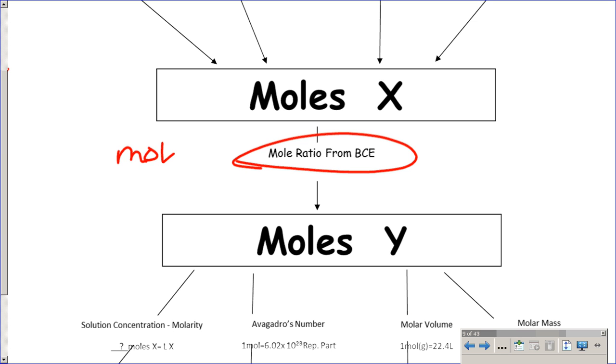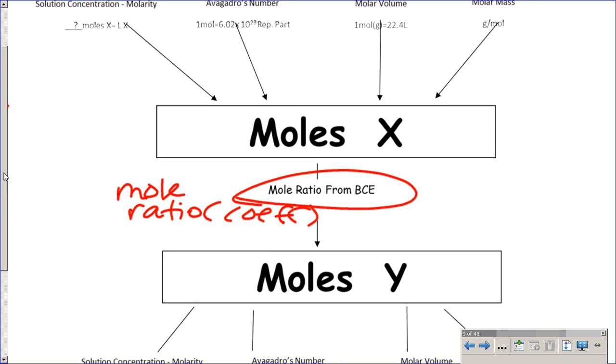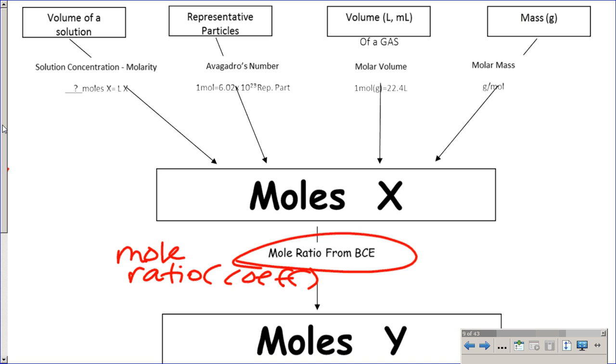So mole ratio from the coefficients. Kind of what we just talked about. That's how you're going to get from one thing to a whole other thing. But before you get to this point where you convert from moles of apples to moles of oranges, you probably are not going to be given moles. You're probably going to be given grams or liters or some other unit, atoms, formula units. So at the top of this chart, you've got anything I could give you under the sun, right? I could give you particles, volume, mass, and you know how to convert to moles from those.